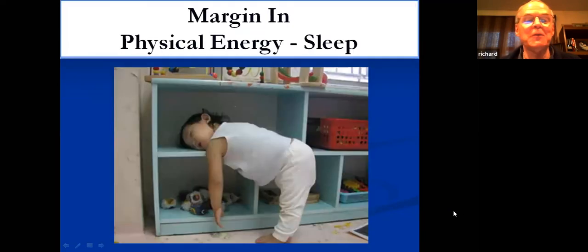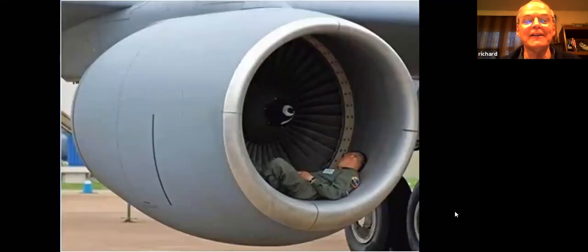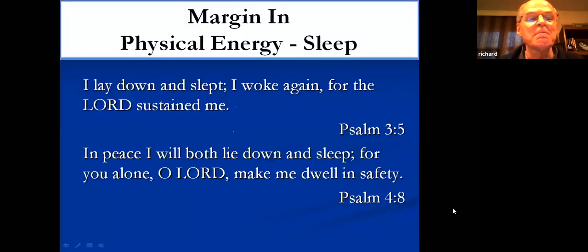I don't know about you, but it's sometimes helpful, in the strangest location sometimes. Psalm 3 and then Psalm 4 also talk about sleep. Psalm 3, I lay down and slept. I woke again, for the Lord sustained me. In other words, you can take a nap because God will watch the universe while you're sleeping. In peace, in Psalm 4:8, in peace I will both lie down and sleep, for you alone, O Lord, make me dwell in safety.